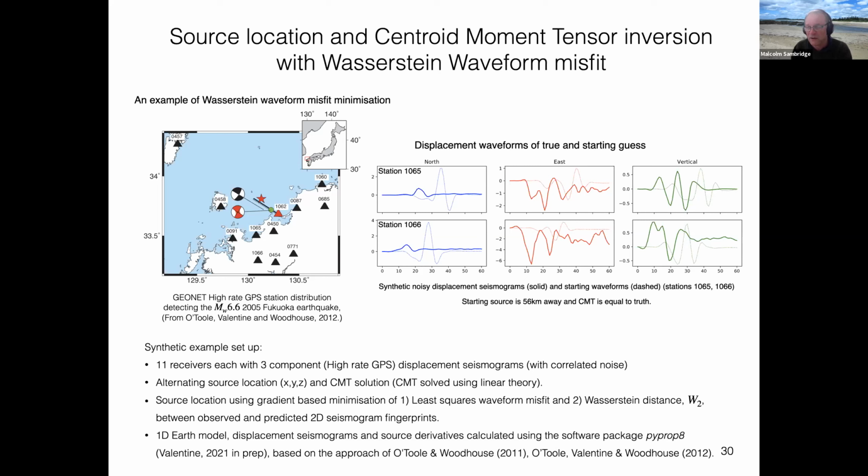Now the dashed line is the starting waveform predicted from my starting model, one starting guess that turns out to be 56 kilometers away, which is a considerable distance in this context. It's considerable because you can see that the observed waveform, or its synthetic with noise here, the solid, doesn't line up. The peaks don't line up with the initial predictions. You're outside the local linear regime and you're going to have trouble with optimization with the least squares norm. So we're starting far enough away for nonlinearity to be a serious problem here.